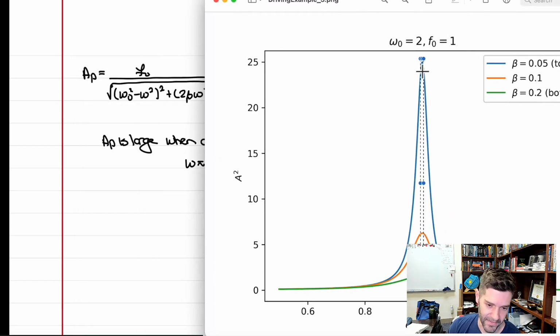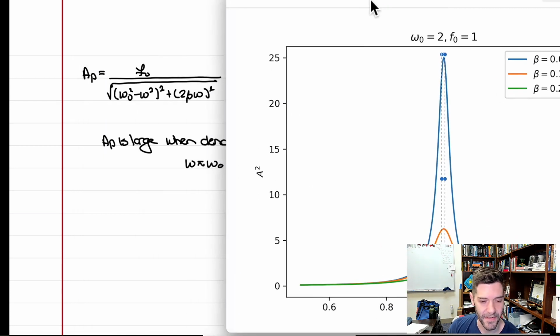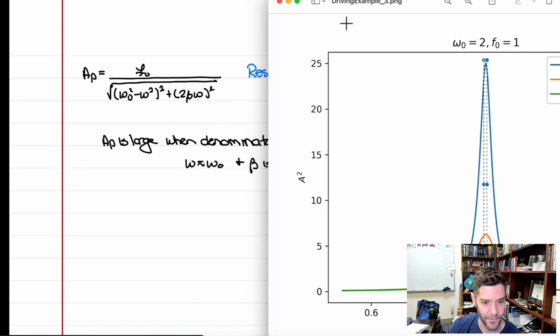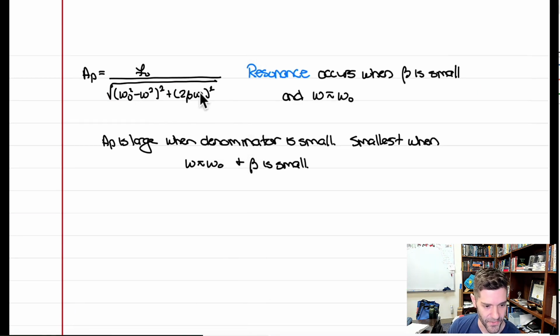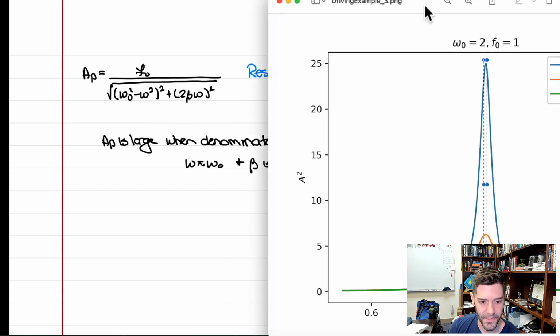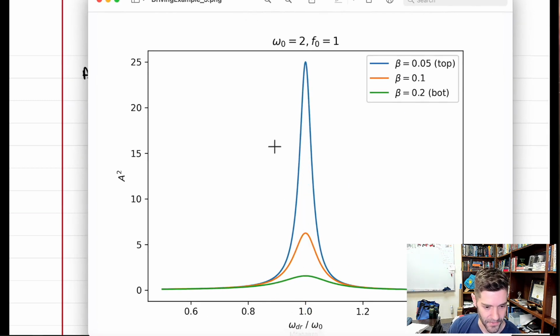You can figure out the max, it's a Calc 1 problem. I don't think the max actually occurs exactly when they're equal to one another, since there's an omega in this term as well. But clearly it's when they are very close to one another that this starts to occur. And so this is resonance.